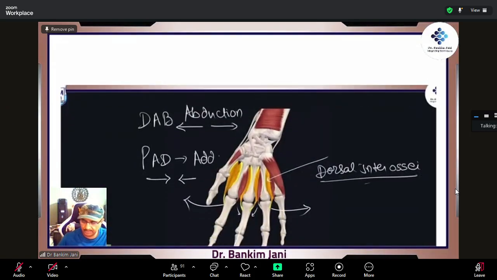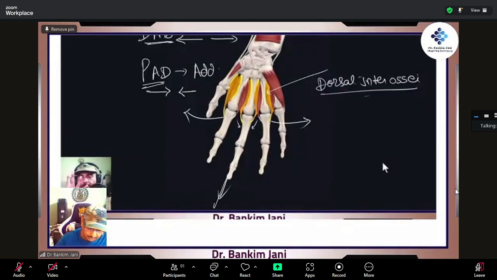Then we have got the dorsal interossei. Interossei means between the bones. Dorsal and the palmar. So we remember it like DAB and PAD. These are the functions. Palmar interossei are for adduction, and dorsal interossei are for abduction. And in the hand, there is a difference. It is not like abduction and adduction elsewhere. This is abduction and this is adduction. Keep this in mind. This long finger is considered as the central axis. Away from the central axis, it is abduction. Near to the central axis, it is adduction.